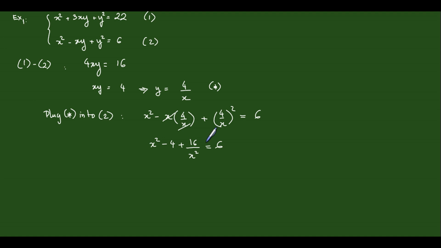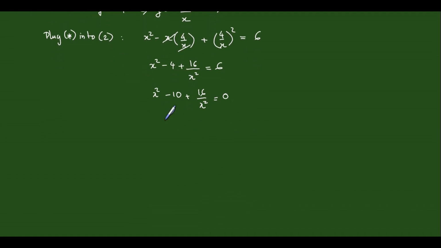Okay. Then from here, I'm going to multiply both sides by x squared to find the LCD. Well, let me simplify this first. So I will have x squared minus 10. I subtract both sides by 6. Okay, equal plus 16 over x squared equals 0, right?